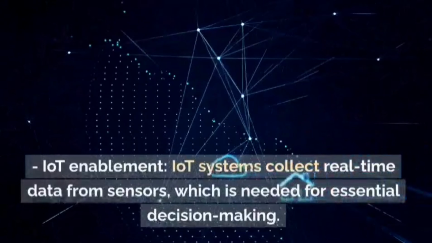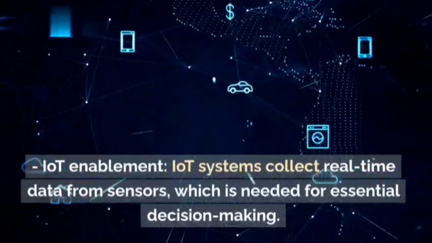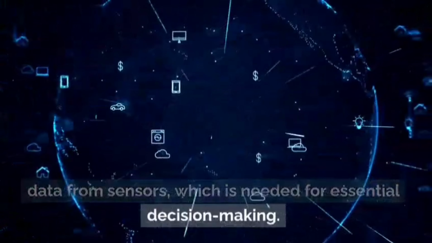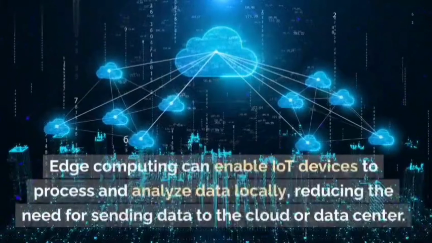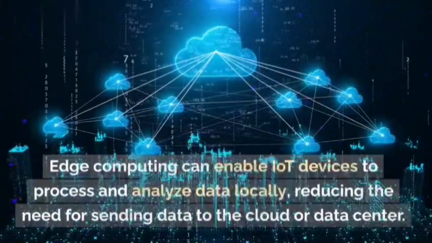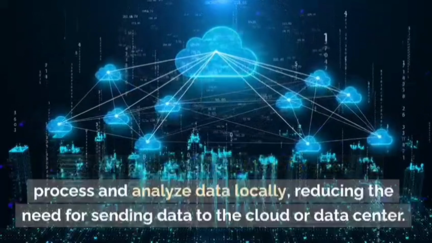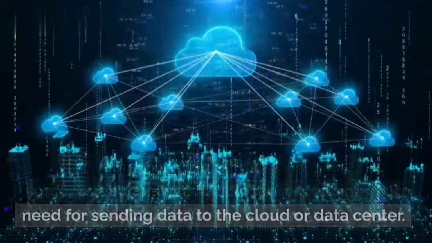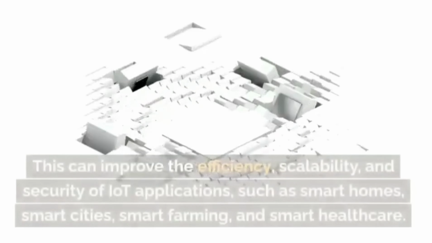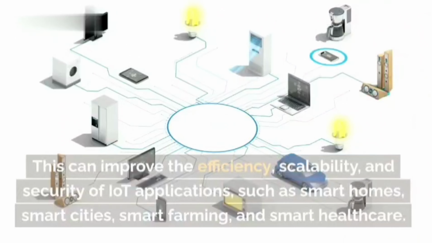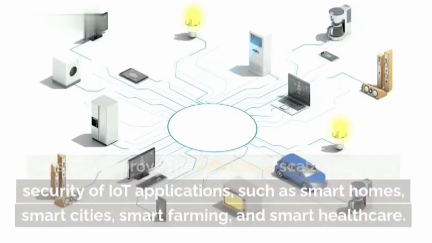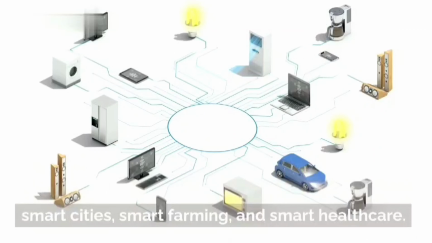IoT enablement. IoT systems collect real-time data from sensors, which is needed for essential decision making. Edge computing can enable IoT devices to process and analyze data locally, reducing the need for sending data to the cloud or data center. This can improve the efficiency, scalability, and security of IoT applications such as smart homes, smart cities, smart farming, and smart healthcare.